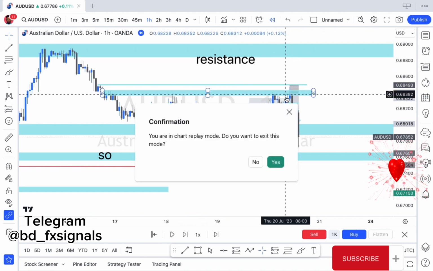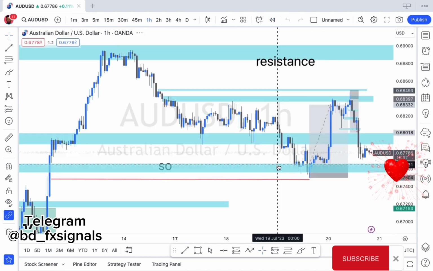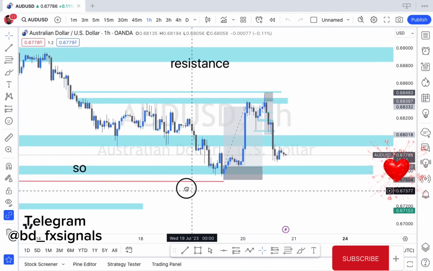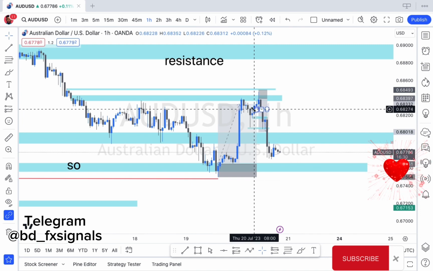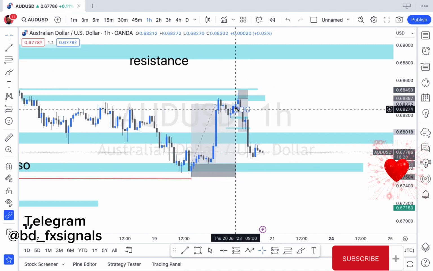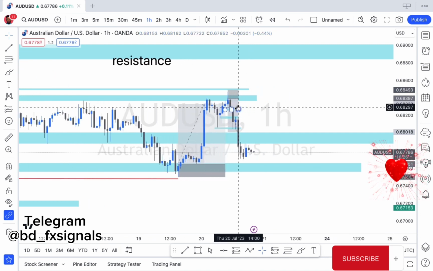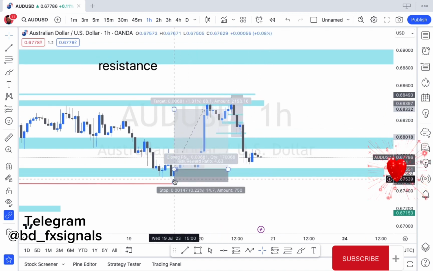So I'm going to be showing you how I did it and what the analysis was all about. Now we've seen market playing this. You see, market played this, and when it got to this one, it gave us a double top, indicating that this is a selling zone. You understand?